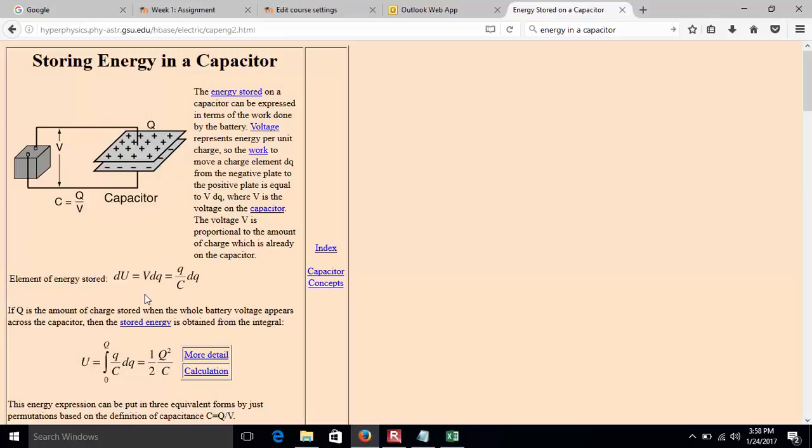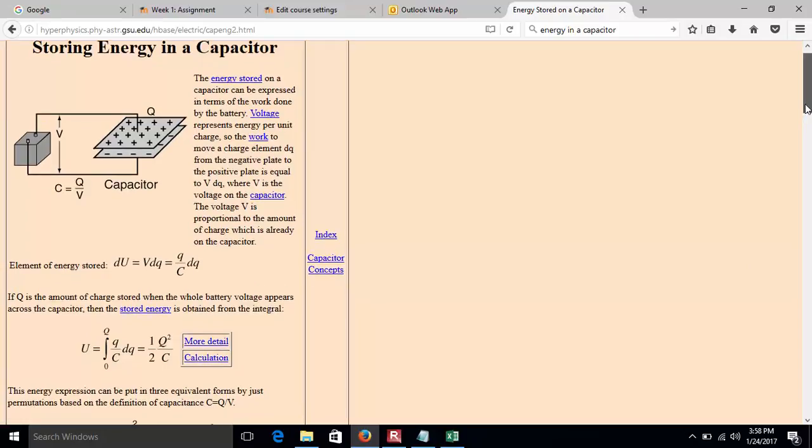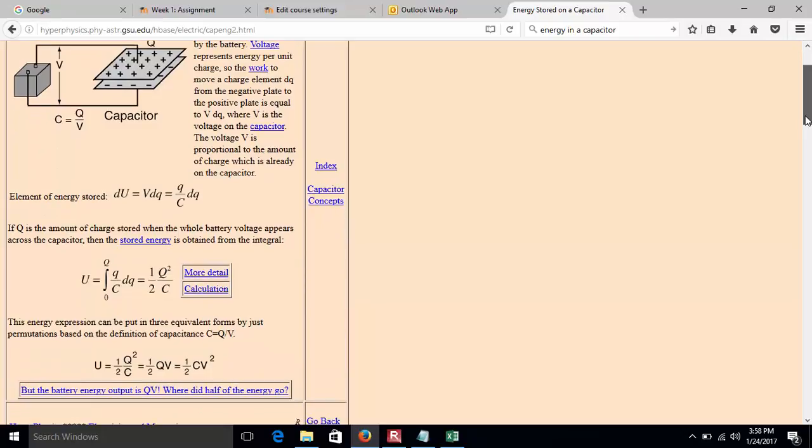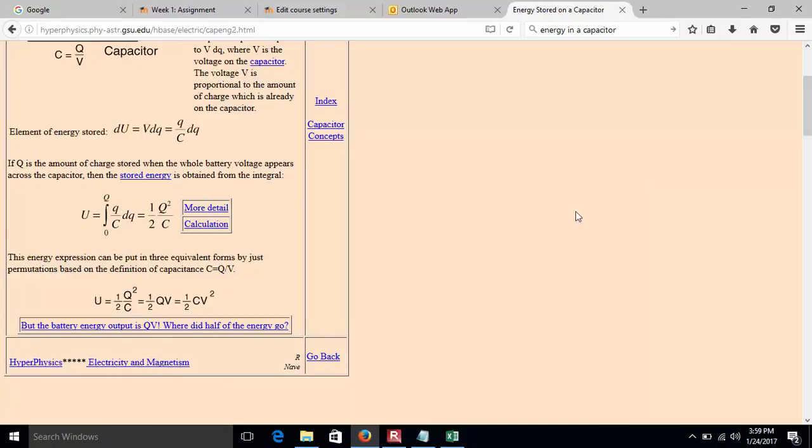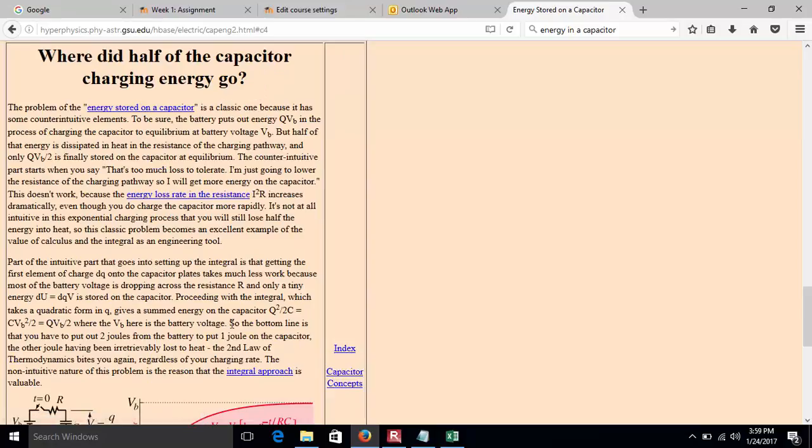I'm not sure you got that right. One half. Q's charge. One half CV squared. It looks a little bit like the kinetic energy equation, one half mv squared, doesn't it? Let's just check this out really quick.